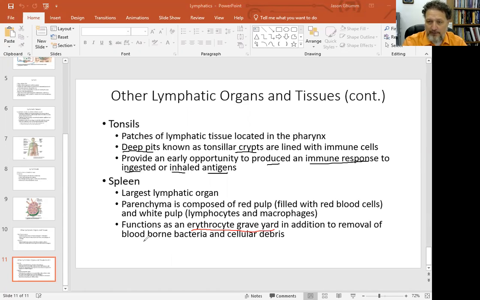Again, because it is filtering the blood, we are going to find bacteria and cellular debris in the blood. And just like at the tonsils, this can produce an immune response by finding antigens that are in this blood. All right, so there are lots of places for our immune system to be exposed to antigens, and that is because of our lymph system. So our lymph system is very important and very closely related to our immune system.